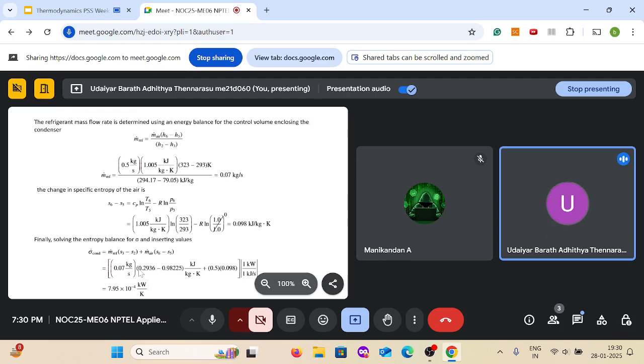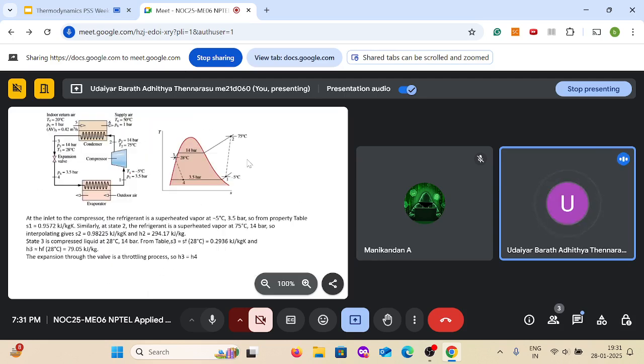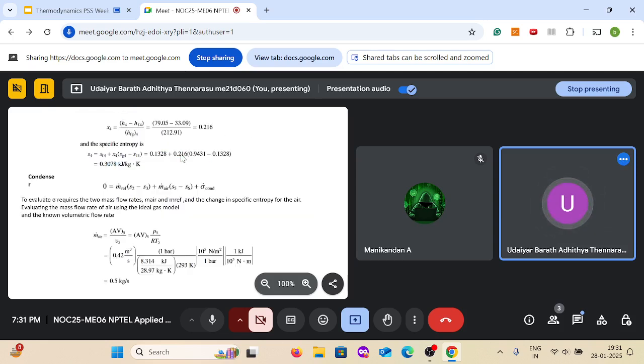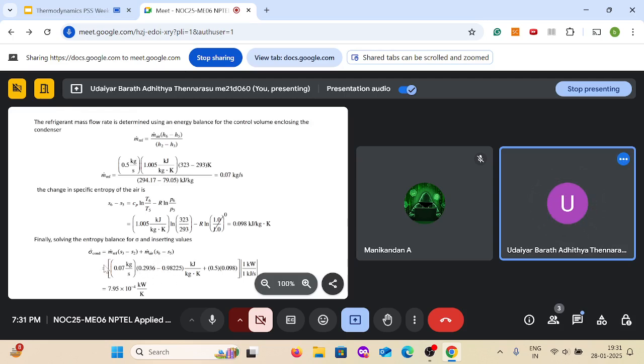So m dot times the entropy change, plus 0.5 times your air entropy change. Since we know the entropy at state 2, we can directly find the entropy change. But if we had to calculate the other way, where we don't know the entropy, we can estimate it with temperature. You find Cv ln T2 by T1 and then add the latent heat divided by the temperature. That's the other way of finding the entropy change, just to give you an idea. But since we know the entropy at inlet and exit, we can straight away find the entropy change here. So this comes out to be entropy generated in the condenser as 7.95 times 10 to the power minus 4.